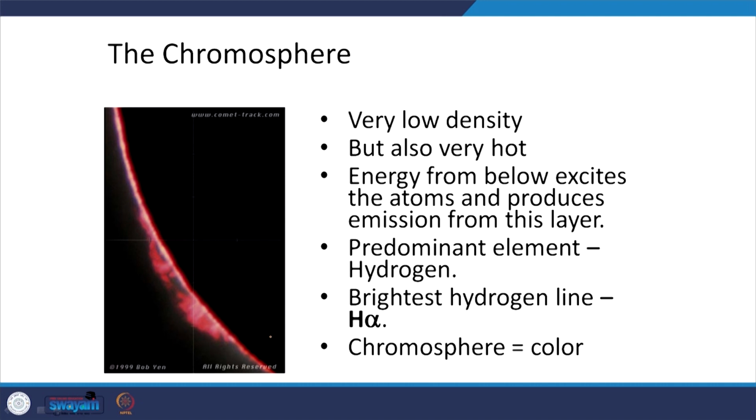A few things about the chromosphere: it is very low in density. It is also very, very hot. Energy from below excites the atoms and produces emissions in this layer. That means atoms take up the energy, get excited, and when they subsequently return to the ground state, they release energy, they release emissions. These emissions can be in any part of the spectrum. The predominant element in the chromosphere is mainly hydrogen, and the brightest emission that you see is H alpha.